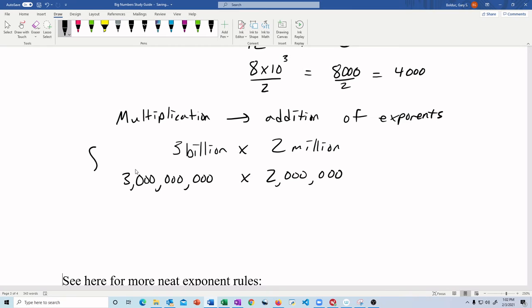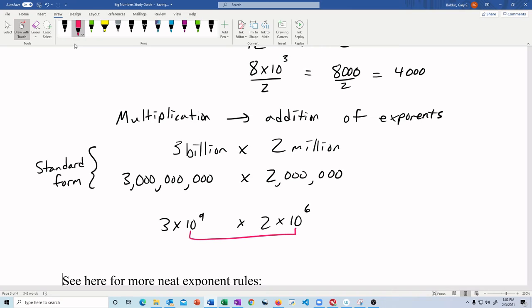But again, this is your standard form. If instead we use the exponential form, this becomes 3 times 10 to the 9th times 2 times 10 to the 6th. And what we get to do, pretty neat idea, is just say, how do I multiply these? All I do is take these exponents and add them. What's that going to give me? It's going to give me 3 times 2, I still have to do those, times 10 to the 15th.